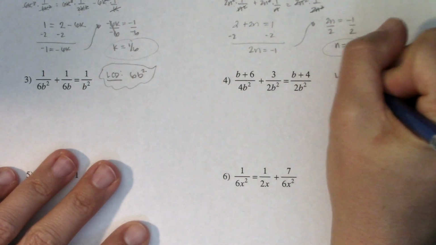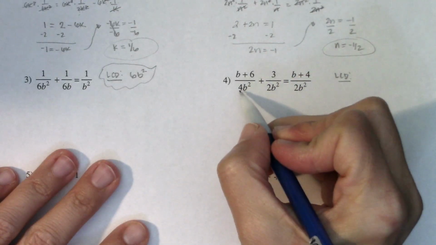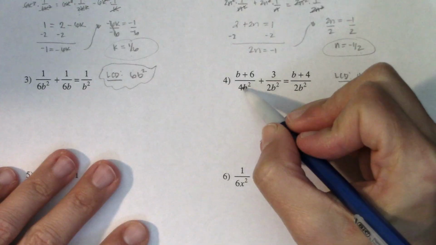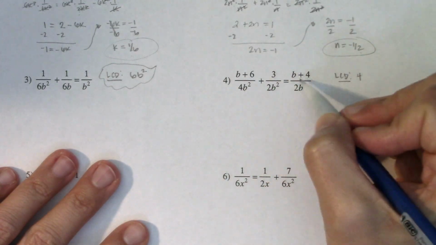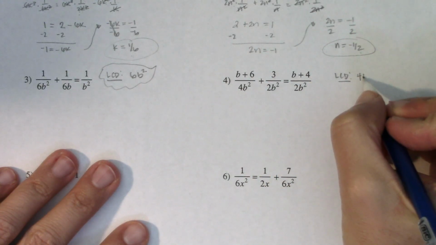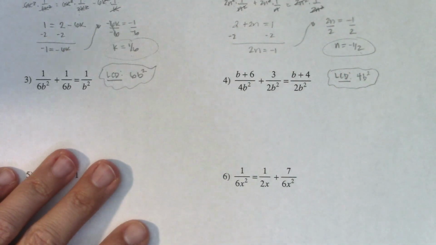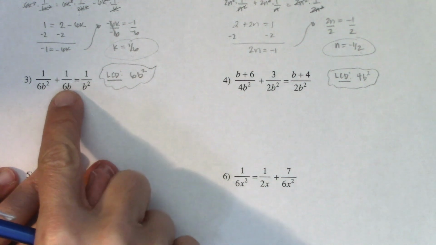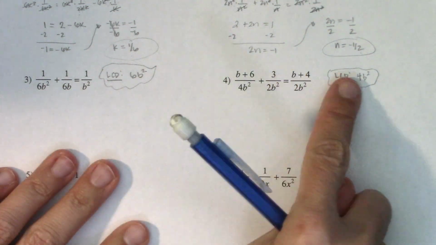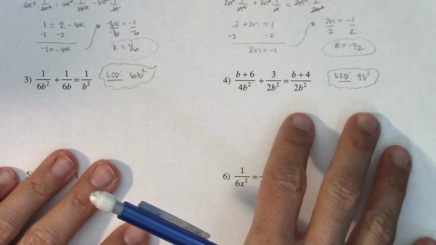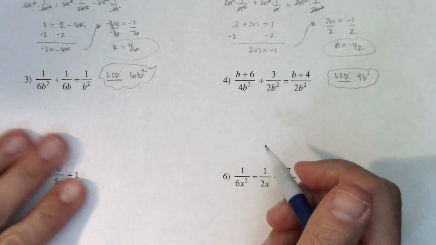Let's find my LCD for number 4. All right, if I look at my numbers 4, 2, and 2, 4 is the least common multiple. And I actually just have b squareds the whole way through. So my LCD is going to be 4b squared. Okay, so I'm going to multiply every fraction by 6b squared over here, every fraction by 4b squared over here. There's always going to be some canceling, and then we're going to see what's left.